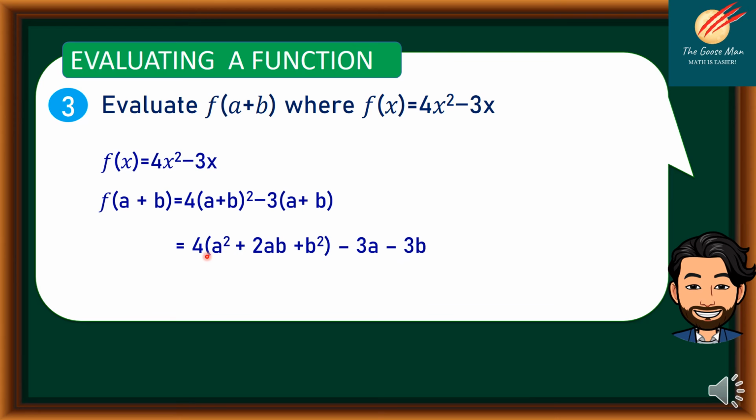Then we will distribute 4, simplifying it further. I have 4 times a squared is 4a squared. 4 times 2ab is equal to 8ab. Then we have 4 times b squared is equal to 4b squared. Then we have minus 3a minus 3b. Since we can no longer combine other terms, this is the final answer.